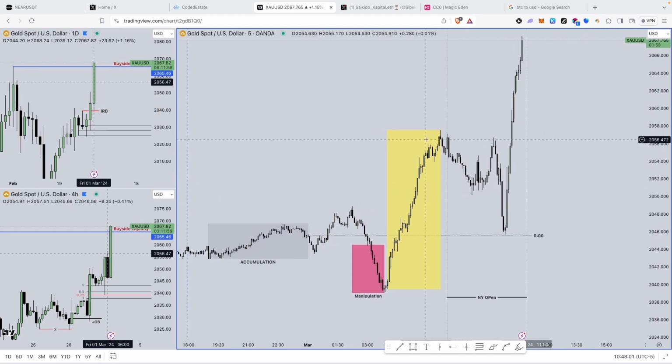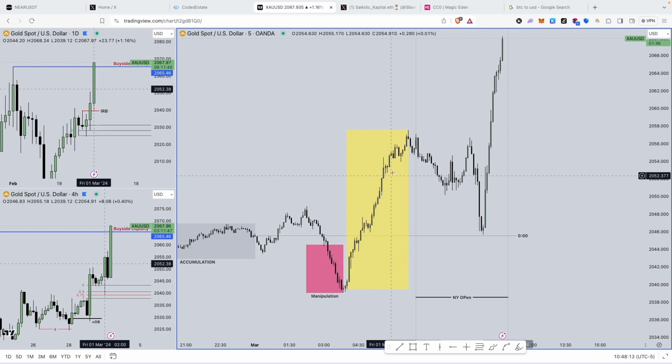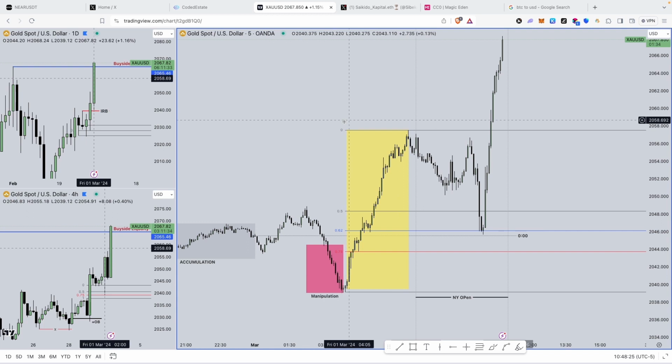Like during London, the New York should retrace to the OTE of this dealing range here, of whatever dealing range London gave. It could be from here to here, could be from here to just above the high, somewhere here. But during New York, 7 to 11, right? You just measure whatever range London gave you, and then you open your midpoint.